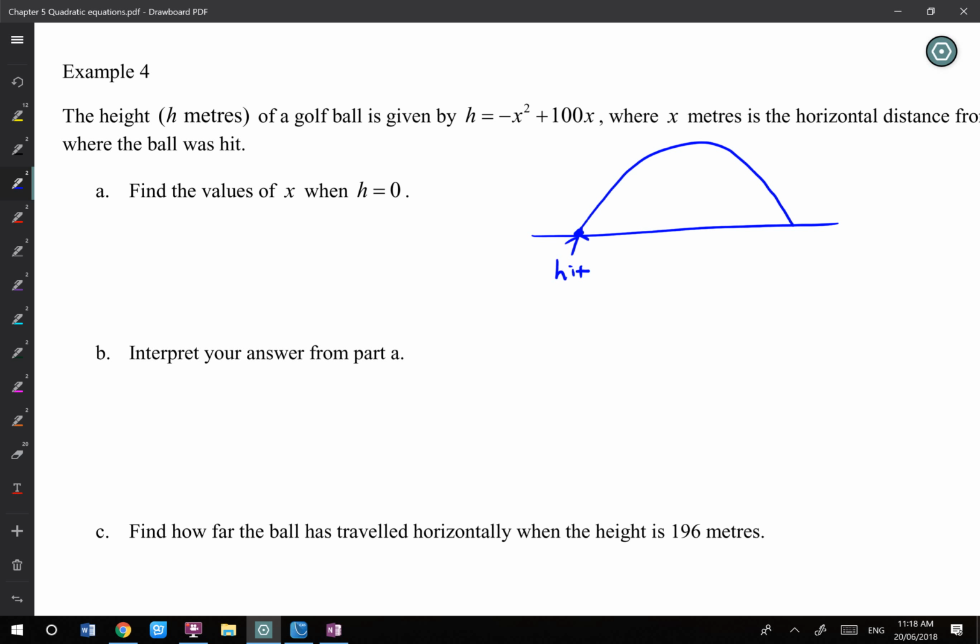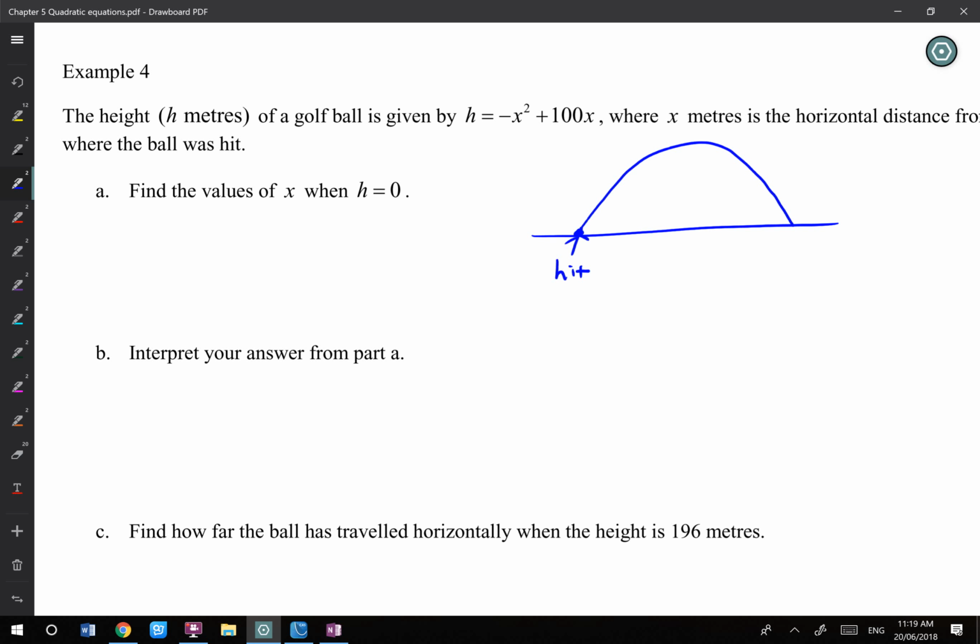I don't need to think about the shape of the equation. I haven't talked about the shape of the equation. Just talk about how the golf ball is hit, goes in the air, and hits the ground again. So that's the shape you should have. That's the path of the ball. And then find the values of x when h equals 0. There will be 2 points where h will be 0.